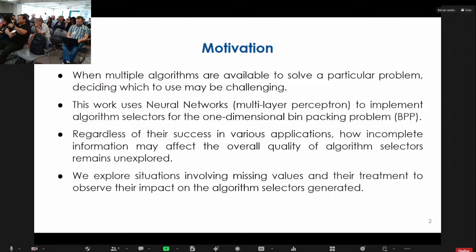And as we discuss later, missing solver information can change the recommendation of algorithm selectors. So our question is, how much does it affect us? This is what we want to explore in this paper. We explore the situations involving missing values and their treatment to observe the impact on the algorithm selector generated.